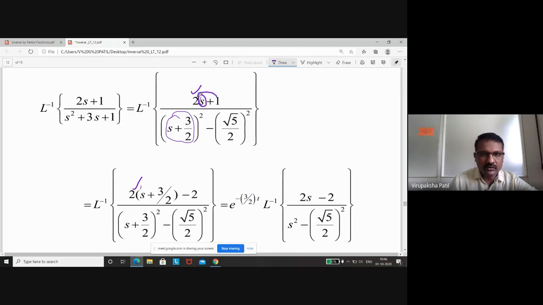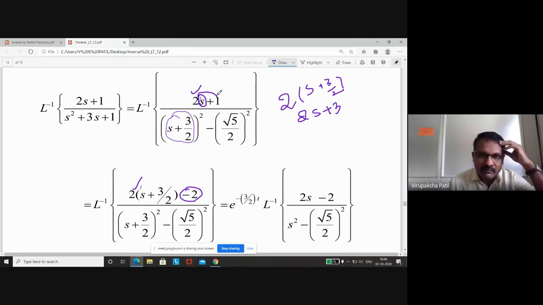Now it is 2s plus 1 here. But if you simplify only this much, 2 into s plus 3 by 2 after replacing, you will get 2s plus 3. Then if you keep this as it is, that plus 1 becomes 4, which is not justifying, we don't require that.